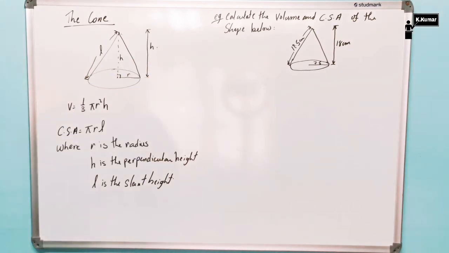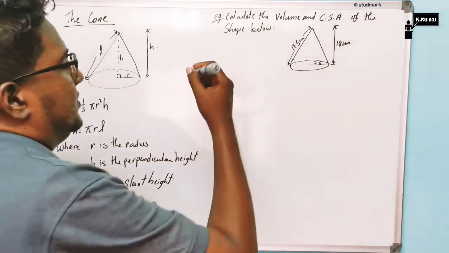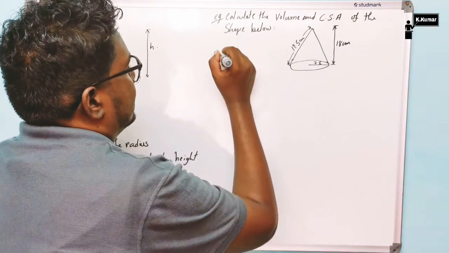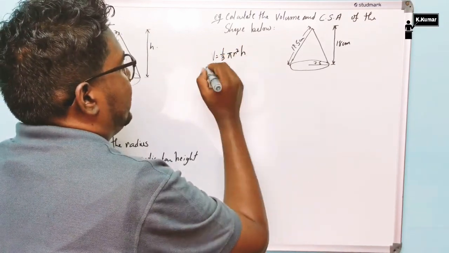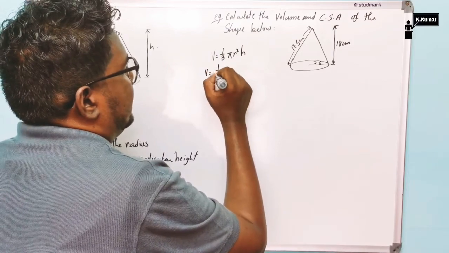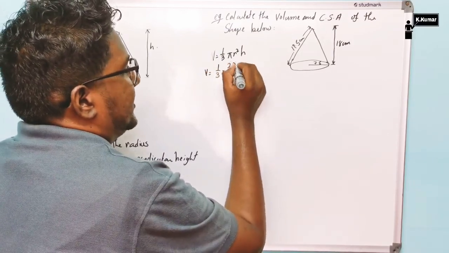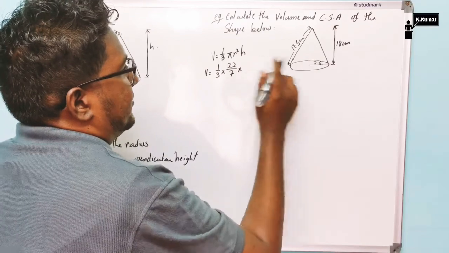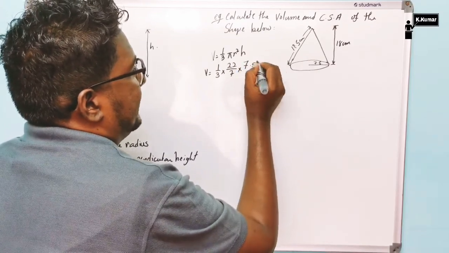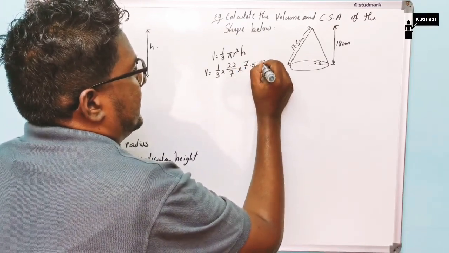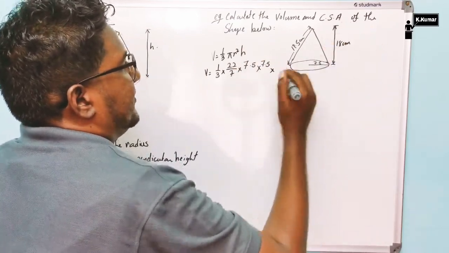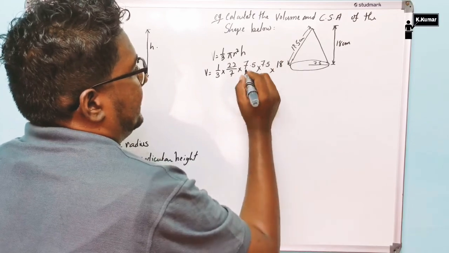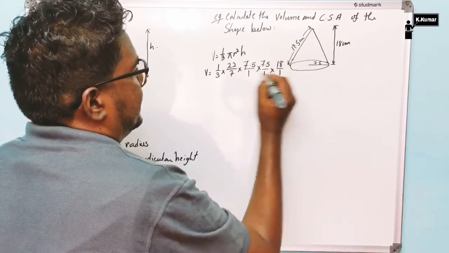You have an example there. Calculate the volume and curved surface area of the shape below. So let's go. The volume is equal to 1/3 pi r squared h. Volume is equal to 1/3 times pi, which is 22/7, times the radius squared. That's going to be 7.5 times 7.5 times h, which is our perpendicular height. It's given outside, and that's going to be 18. We put these over 1.